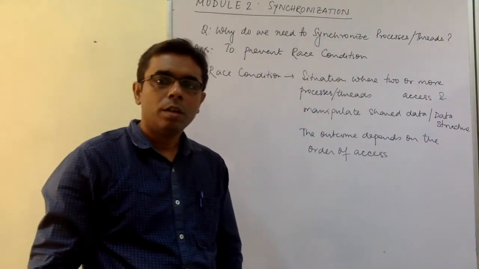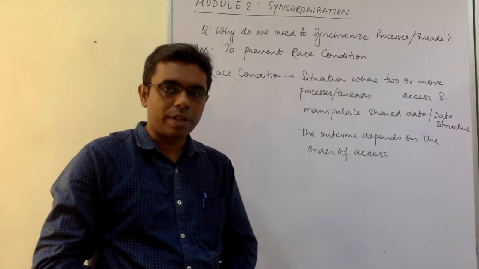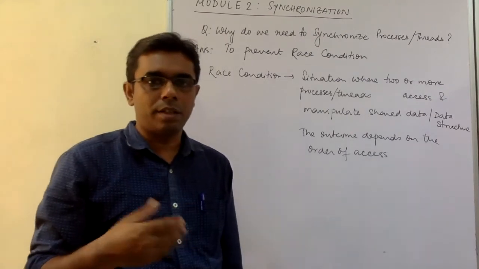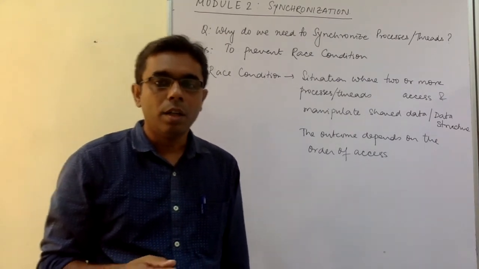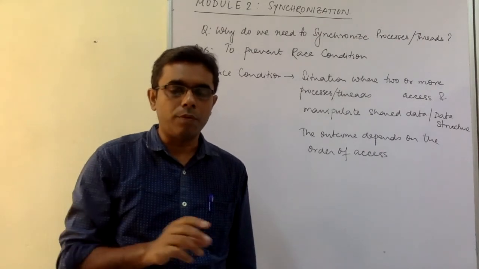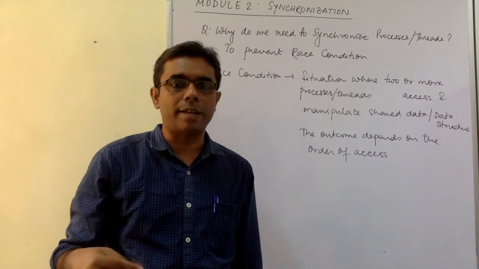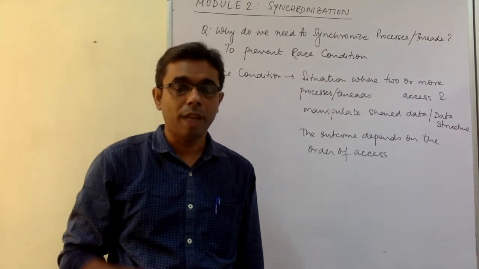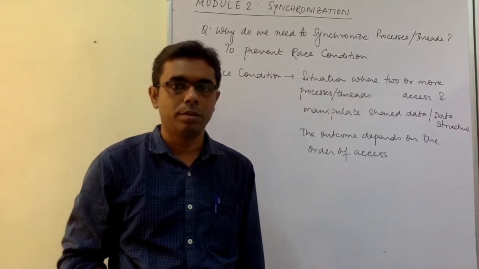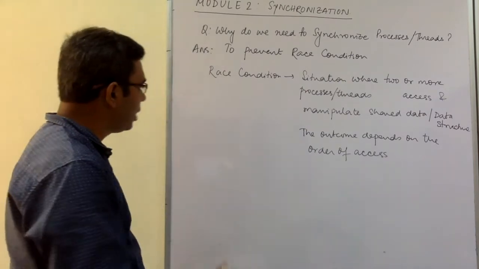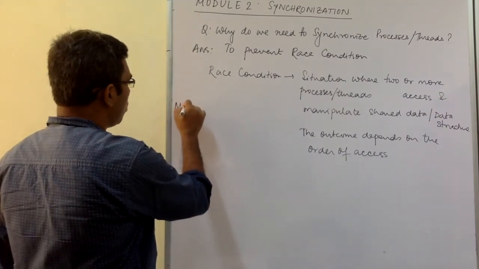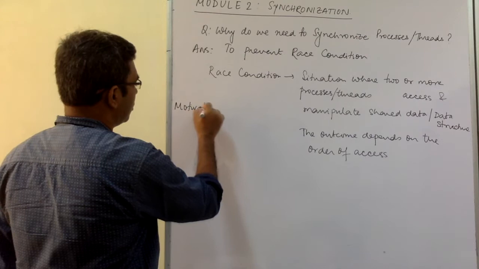So if a lot of processes and threads start accessing certain shared data, the final outcome of these accesses will depend on the order in which the accesses happen, and that may lead to ambiguity. Let's look at a motivational example to understand this race condition.